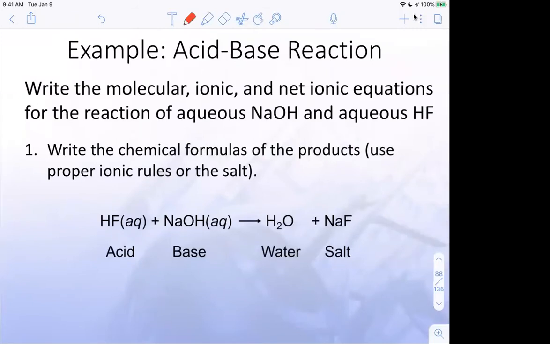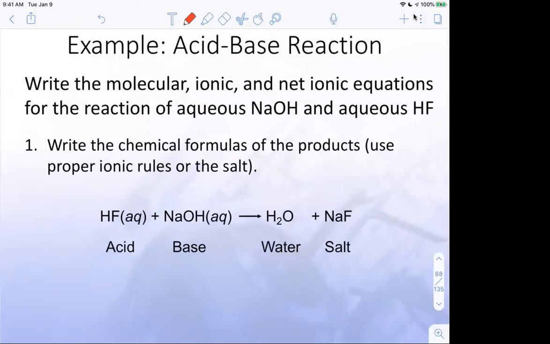So let's look at another example. I'm going to write the molecular, the ionic, and the net ionic equations for the reaction of aqueous sodium hydroxide and aqueous HF. Now I know this is my strong base, but HF, remember, if I'm not strong, I'm weak, right? So this is a weak acid, which means it is not dissociating very much because it's weak.